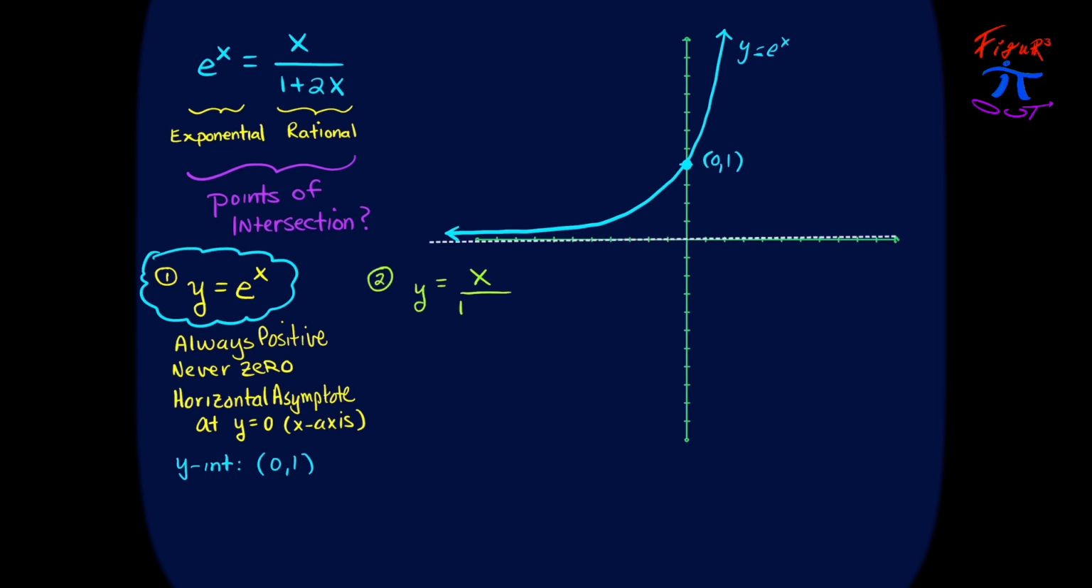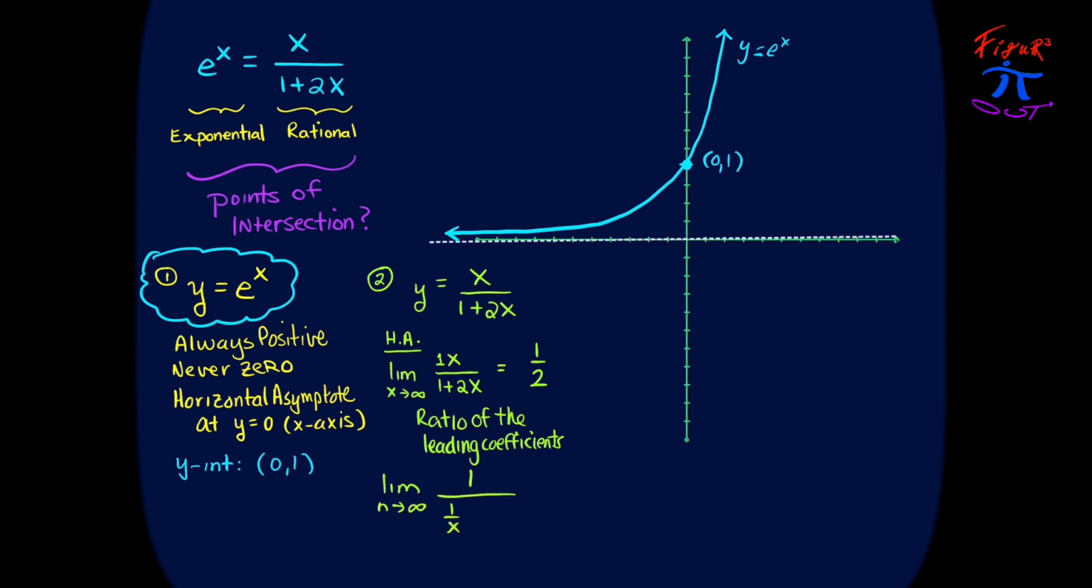Now, for number 2, we're going to graph the other side of the equation, which is x over 1 plus 2x, a rational expression. And when looking at rational expressions, you can find the horizontal asymptote by asking about its end behavior, or what happens when x goes to infinity. Taking the limit as x goes to infinity of our rational expression, we get the ratio of the leading coefficients, which gives us 1 over 2, or 1/2.